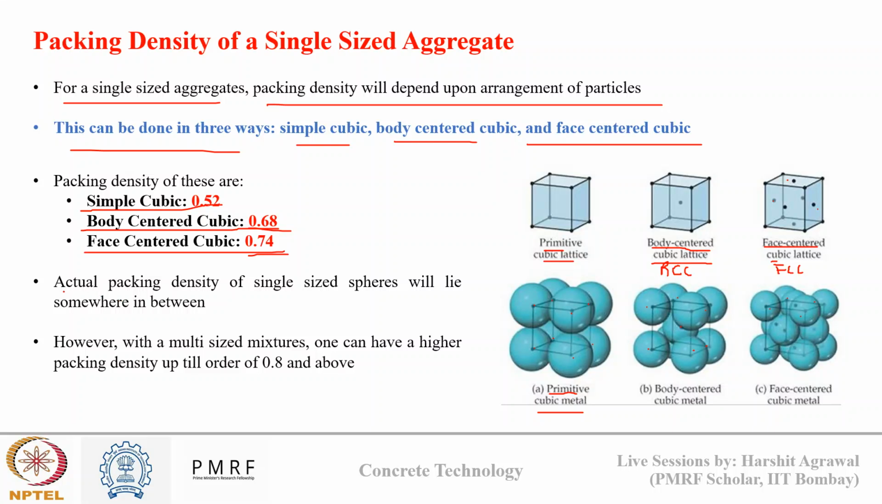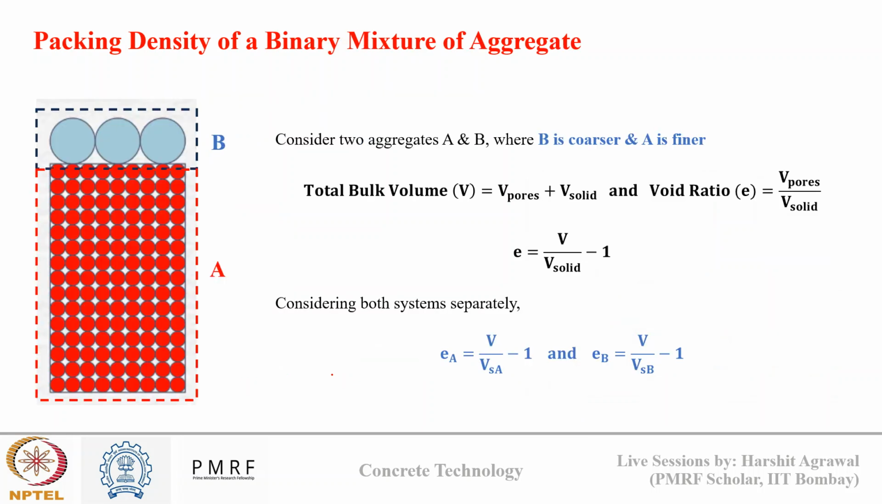Okay. Now, the actual packing density of a single-sized sphere will lie somewhere in between. However, with a multi-sized aggregate system, one can have a higher packing density that can go up to 0.8 and above also. So, let us see a simple example of a multi-sized aggregate system by talking about a binary mixture of aggregate. Suppose we consider two aggregates, A and B, where B is coarser and A is finer.